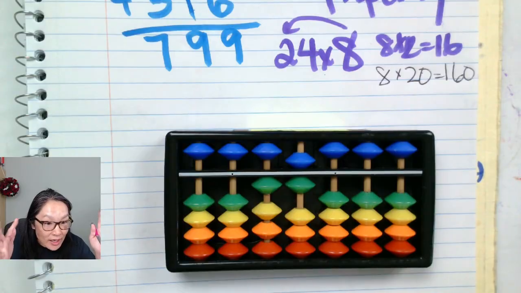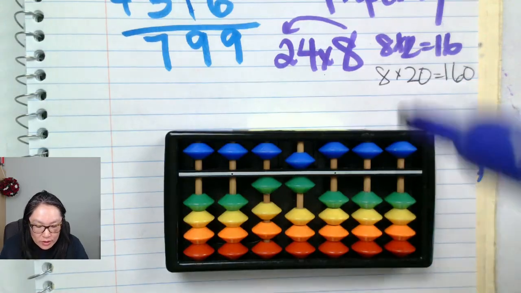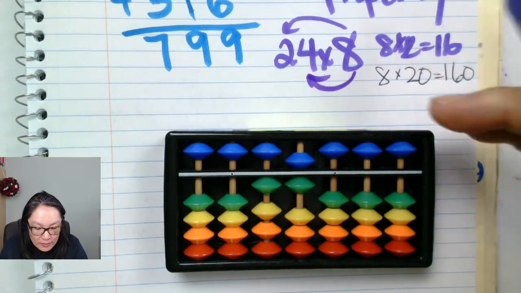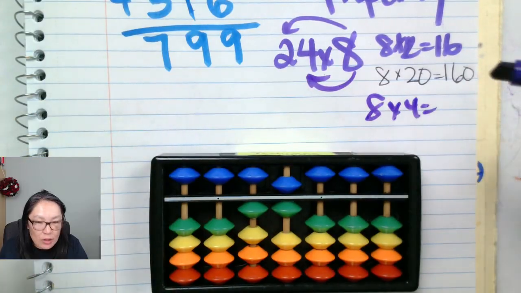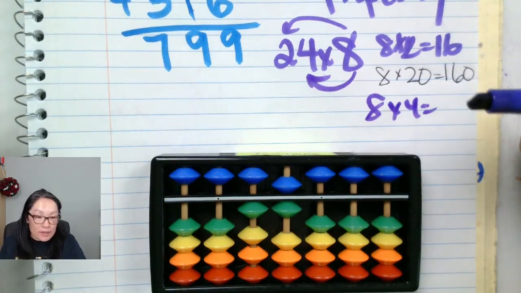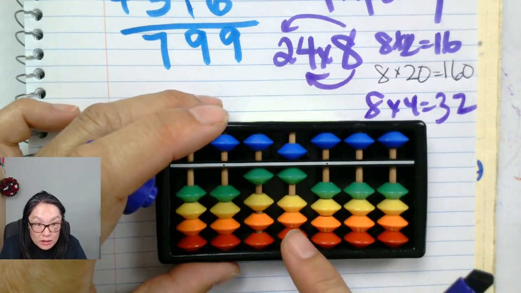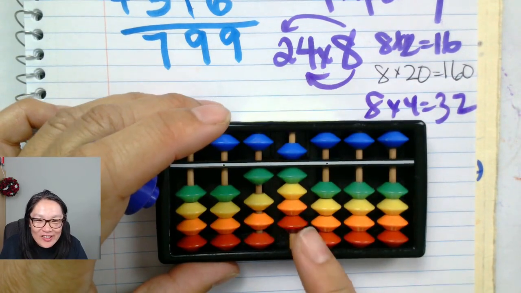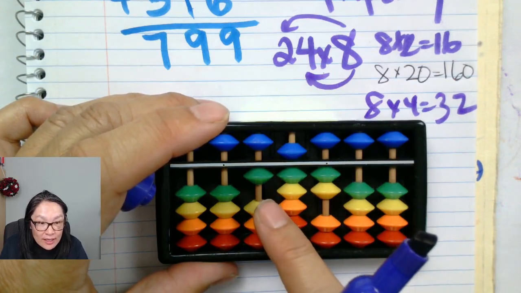Hello, Dolce. Welcome back. So what's next? After this, we're going to do 8 times 4. What's 8 times 4? 8 times 4, what, 32? So add my 30. I missed you too. 30 and then 2. So what is my final answer?